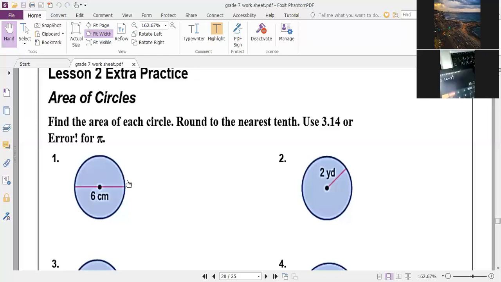So it equals 3.14 times 3 squared, which means 3.14 times 9. It gives me this answer, 28.26. Because the 6 here is greater than 5, I can add 1 to the 2, so it gives me 28.3.